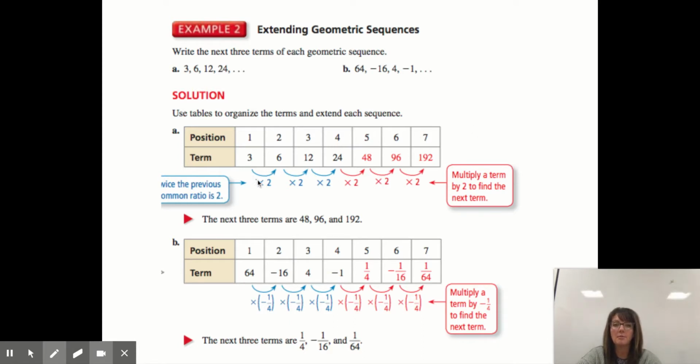And it looks like the common ratio is timesing by 2. So you would just take 24 times 2, 48 times 2, and 96 times 2. Here, then, we have these.